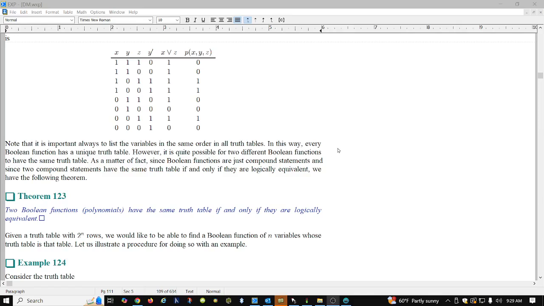It is possible for two different Boolean functions or different Boolean polynomials to have the same truth table, in other words, to have the same truth values. And in fact, that happens precisely when the polynomials are logically equivalent. So we have a theorem: two Boolean functions have the same truth table if and only if they're logically equivalent.